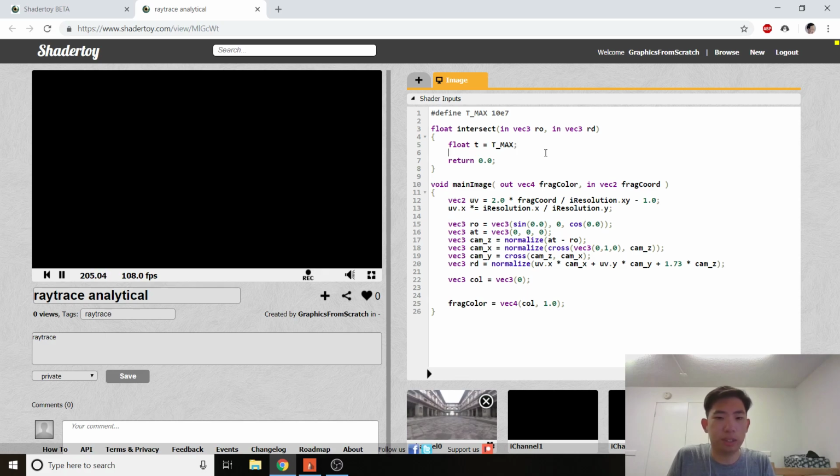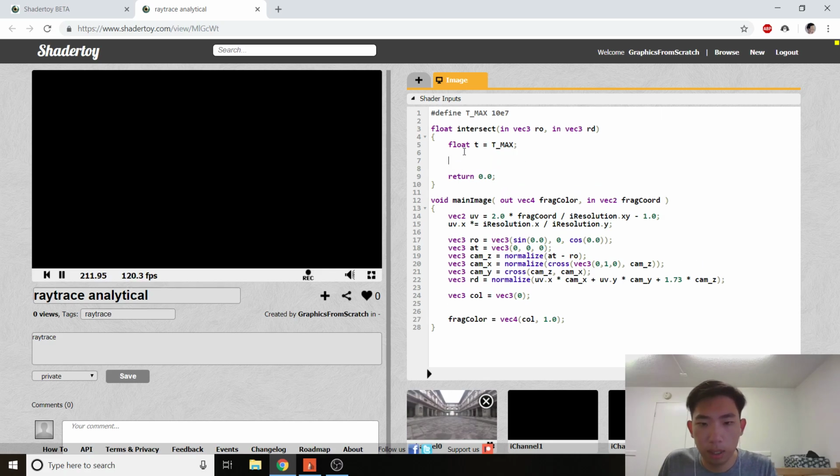We know no geometry is going to be that far away, so if we initially assign it to t and it runs through our intersection code, and there's no intersection, then we never assign anything to t and we just return t. If we detect that the returned t is equal to t max, then we know it did not intersect with anything. So the t intersection result is only valid if it's bigger than 0 and less than t max, which is the maximum distance.